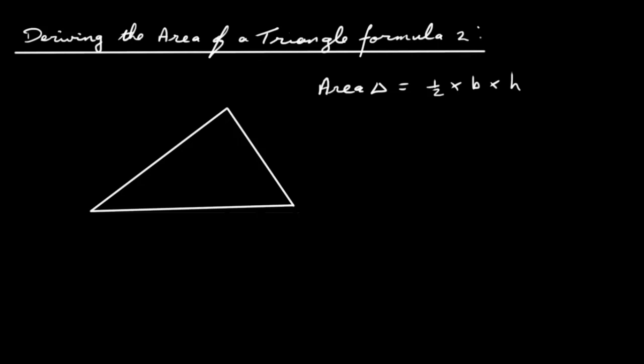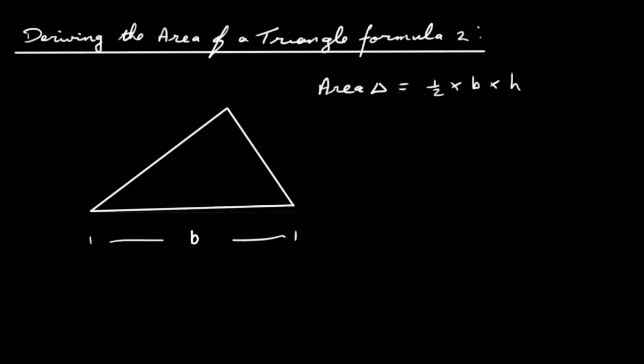We saw in a previous video that the area of a right angle triangle is half its base times its height. So what I'm going to do in this video is just look at the area of a non-right angle triangle. Now I have a non-right angle triangle here, so let's call its base B. So that's its base would be this distance here.